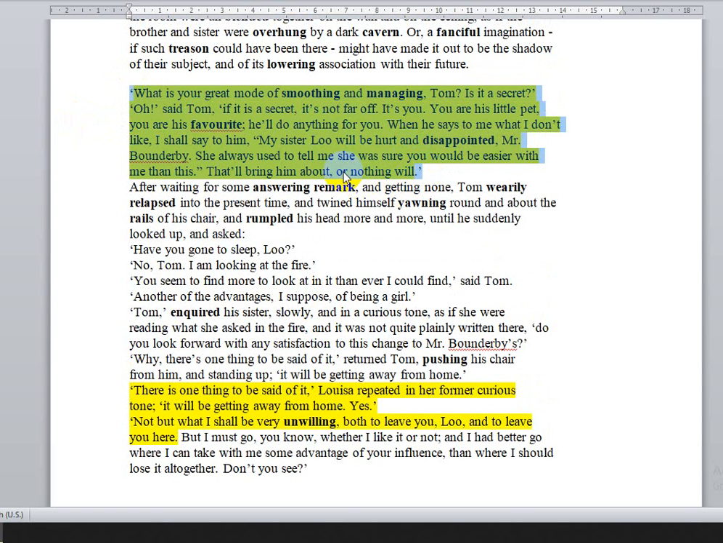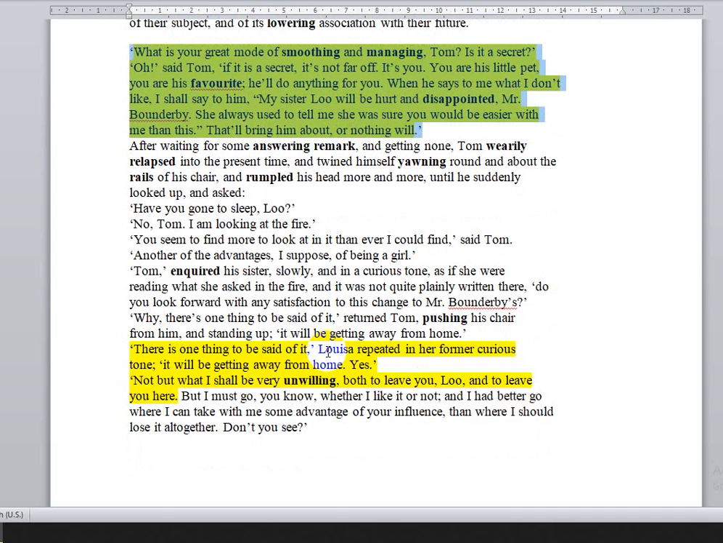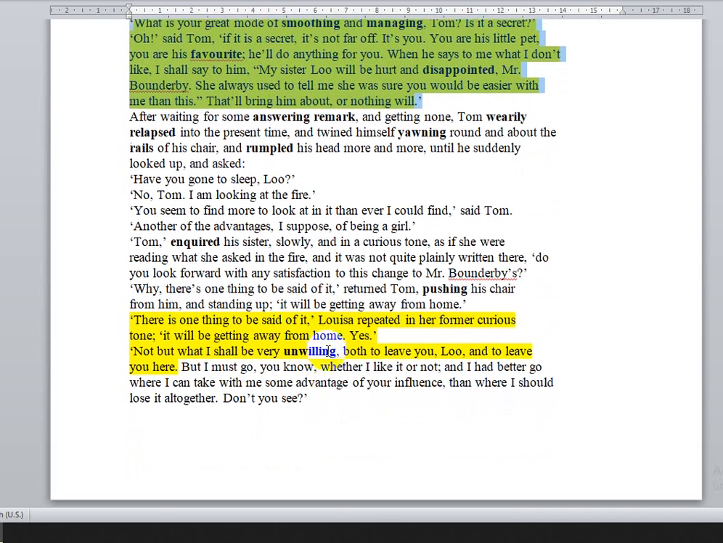So now we feel that Tom is using his sister. If you notice this point here, when Tom goes to Bounderby and needs something, he will just mention the name of Louisa to Bounderby, and Bounderby will do whatever he wants, because you know Bounderby likes Louisa. There are hints in the previous chapters.